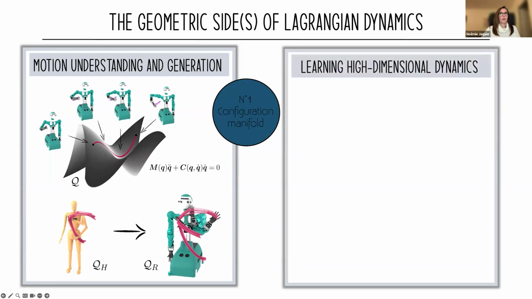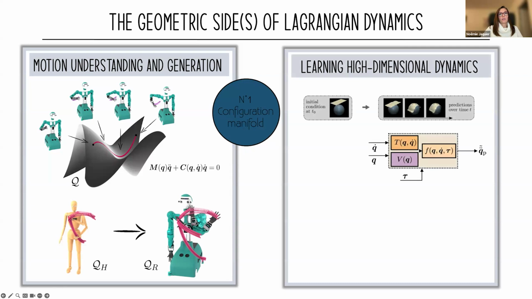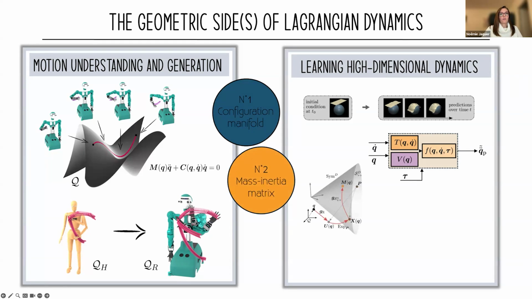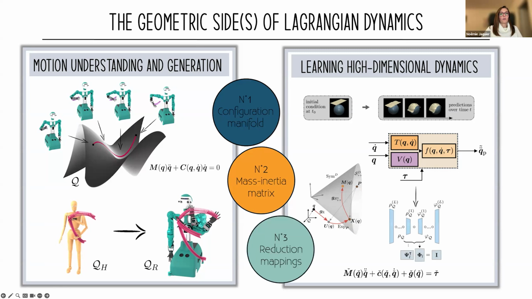Then in the second part of the talk, I would like to take a perspective where we actually don't know the dynamics, we are learning them. Here we will account again for the geometry of the configuration manifold to learn those dynamics. And then we will have two different geometric perspectives. The first one is about the geometry of the mass inertia matrix, which will allow us to learn this mass inertia matrix. And then a geometric perspective on reduction mappings, which will allow us to reduce the dimension of possibly high-dimensional Lagrangian dynamics and learn the dynamic parameters in a lower dimensional space.